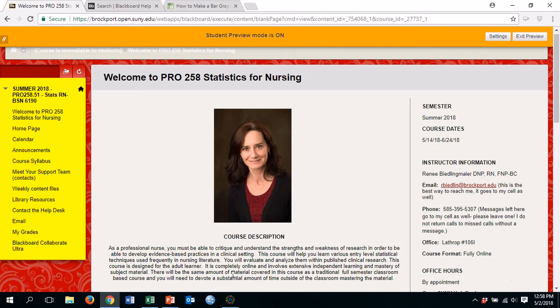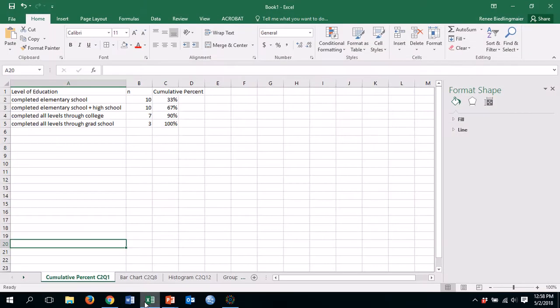I made this in a little chart form here. So we would take 10 people who completed only elementary school divided by the total number of people, which was 30, and we get 33% for the cumulative percent. You can review that concept on the Chapter 2 presentation at about slide 6.